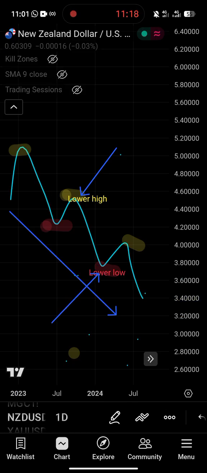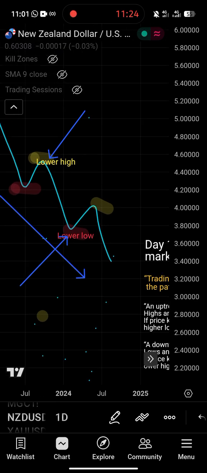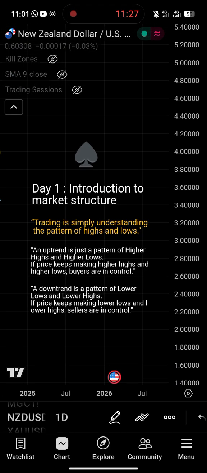So these are the basic things you learn for today: highs and lows in the market. Now, an uptrend is just a pattern of higher highs and higher lows. If price keeps making higher highs and higher lows, it means that the buyers are in control, like I just explained at the beginning. In the trading market, we have two sides, the buyers and the sellers. The buyers are also known as the bulls, and the sellers are also known as bears. Bulls and bears, buyers and sellers.